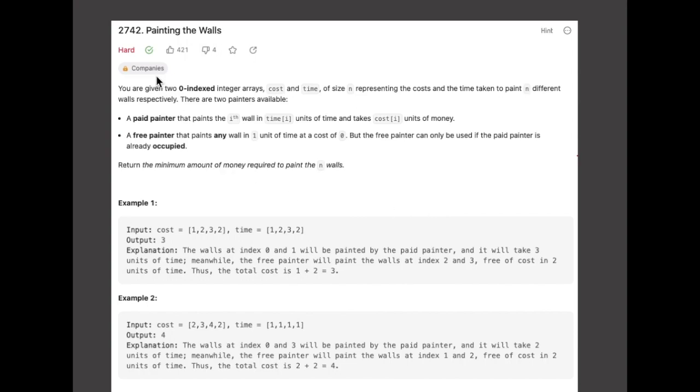Today, let's try to solve this problem called painting the walls. This one is actually a hard problem, but in my opinion, it's not that horrible. So back to the problem description.